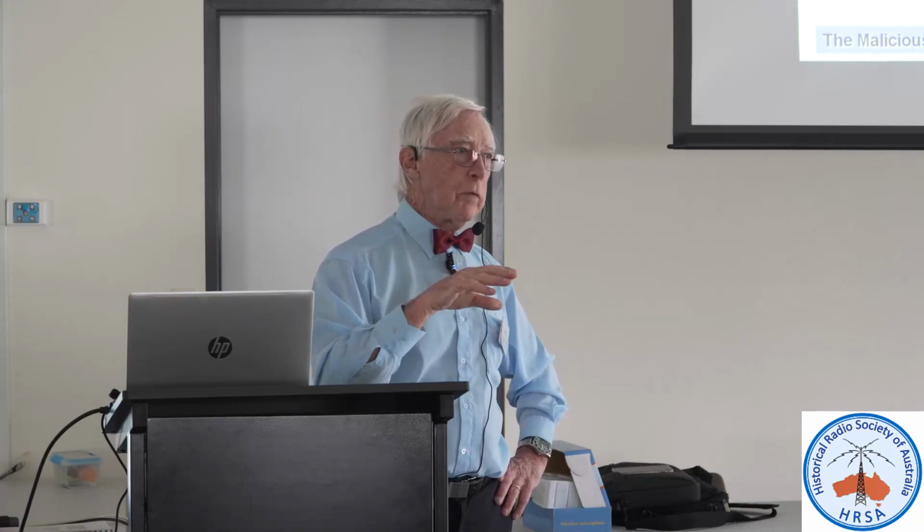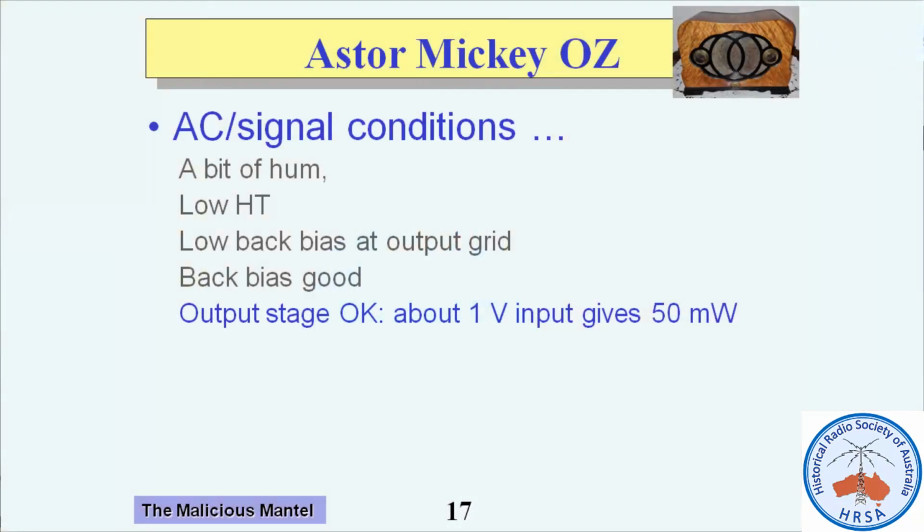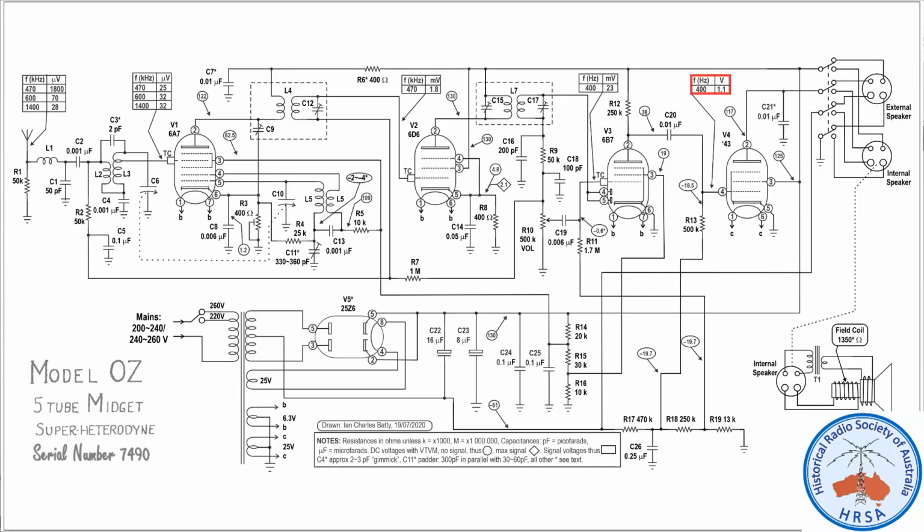If it's a battery valve, such as a 3S4, 3V4, you need about 20 volts at the anode. Again, the actual value isn't that critical, but set yourself a voltage that you reckon you should be getting, and as long as you're getting that consistently as you're working, you know that the set is coming good. So, 50 milliwatts out, I had about a volt of signal on the output grid. That's fine, it was working pretty well.